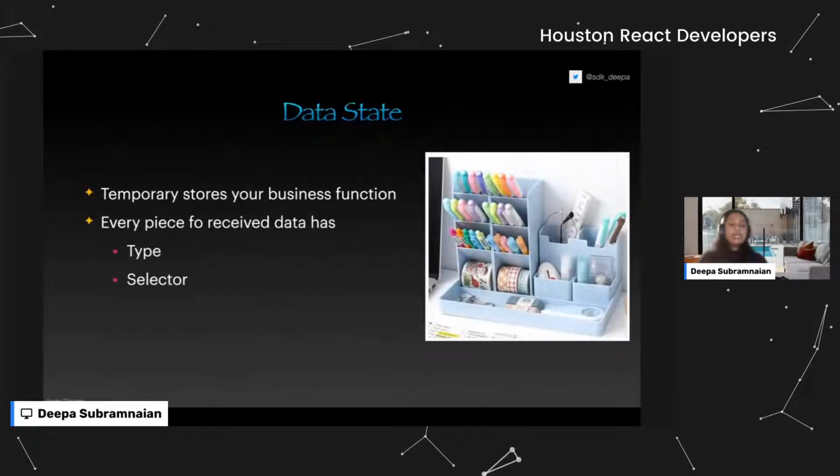So what is data state? Data state is the state that stores your data temporarily, and every piece of data that either has a type or a selector. It basically contains some information about what has been received.